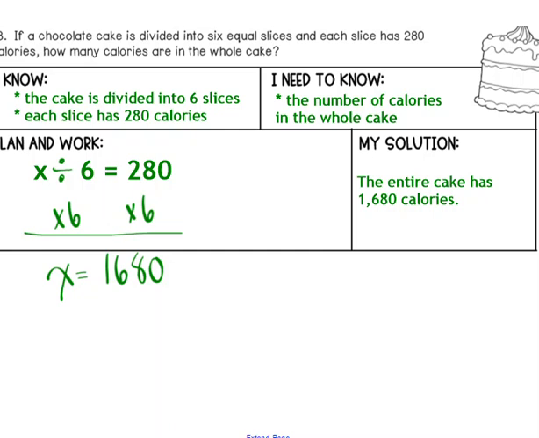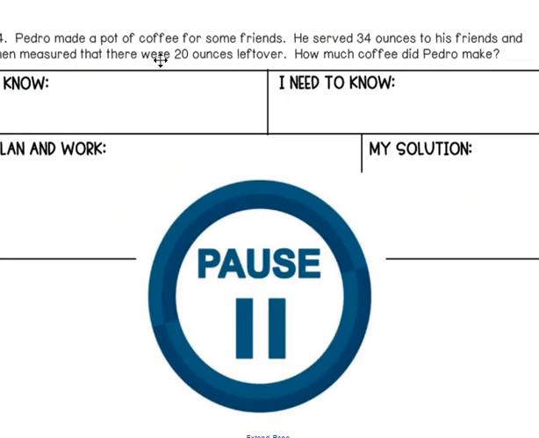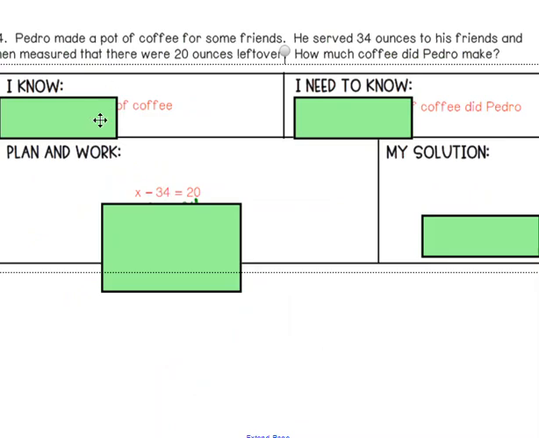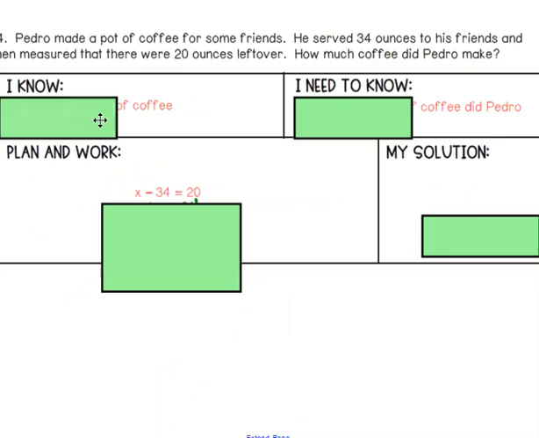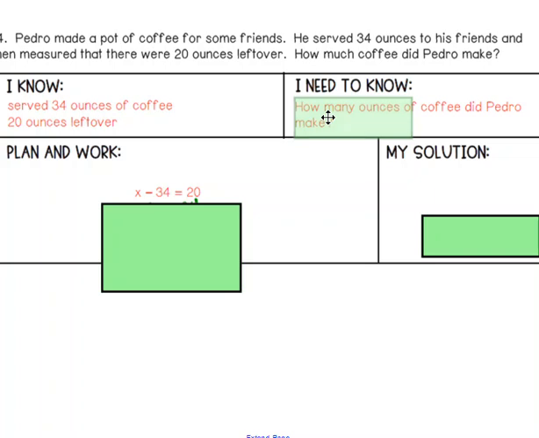All right. I want you to try 14 on your own now and see what you can come up with for that one. All right, so in this problem right here, Pedro is making coffee for friends. Here's what we know. We know that he served 34 ounces of coffee and he had 20 ounces left over. So that's the knowledge that they gave us. What we're trying to figure out is how much coffee he made, or specifically, how many ounces he made.